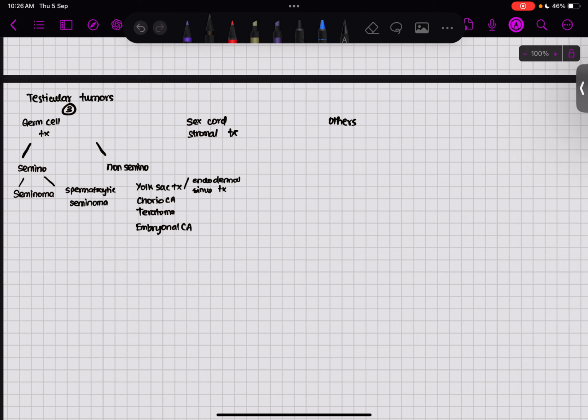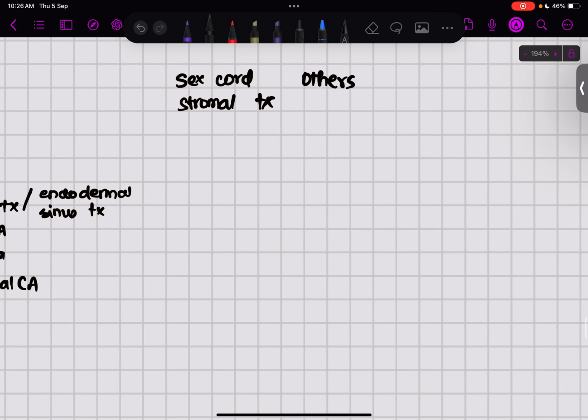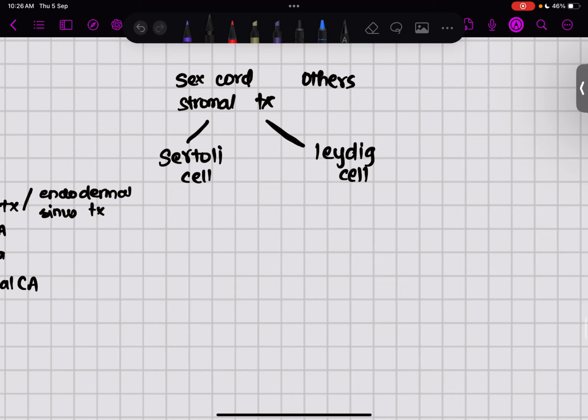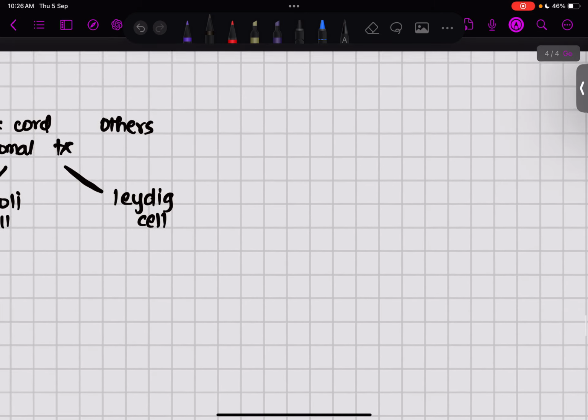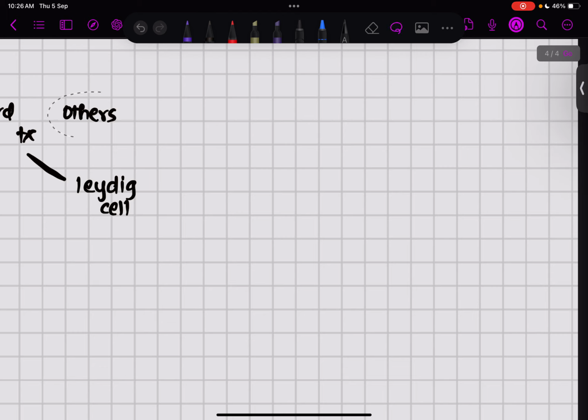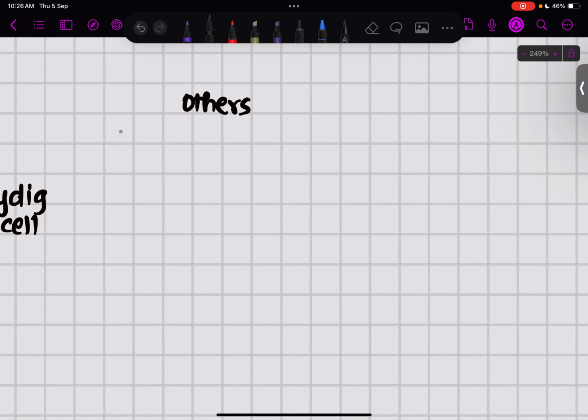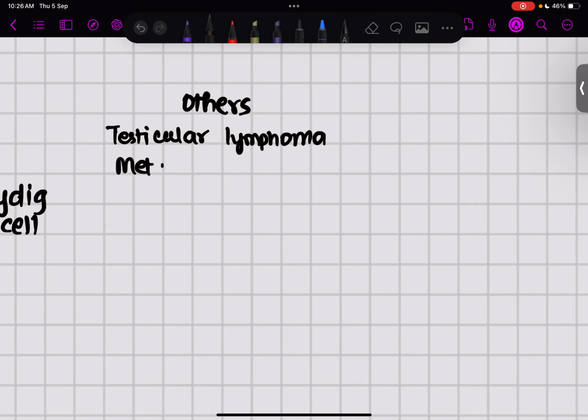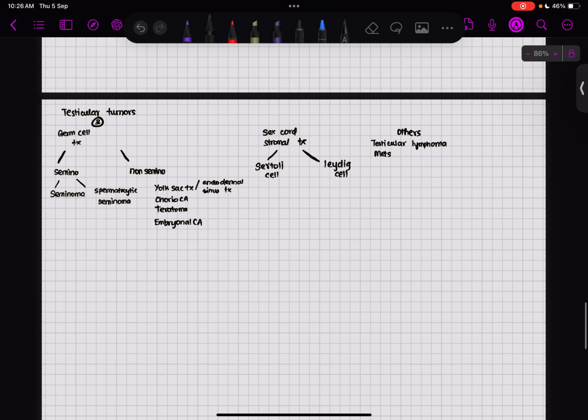Now comes sex cord stromal tumors. They include Sertoli cell and Leydig cell tumor. Others are testicular lymphoma and metastasis. For this classification, let's go to the risk factors.